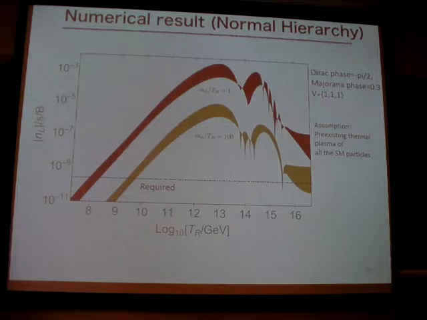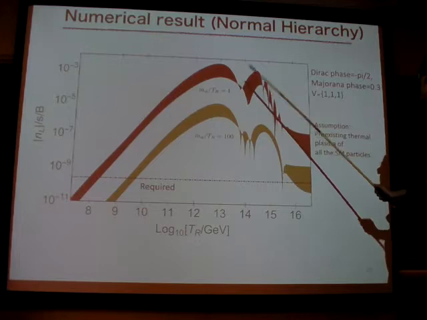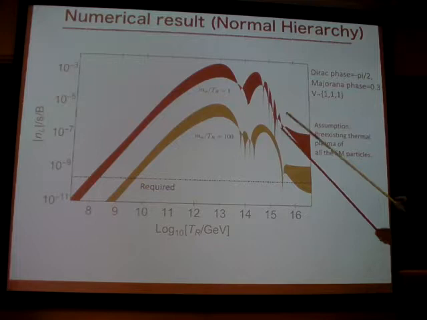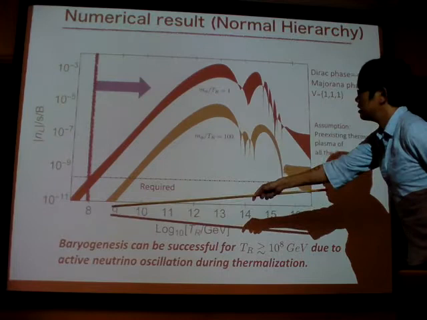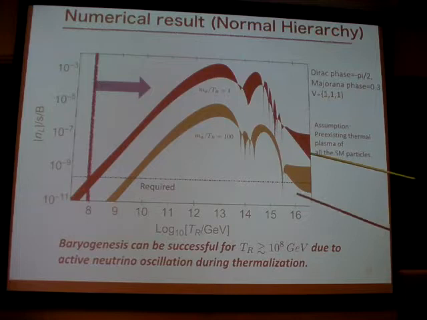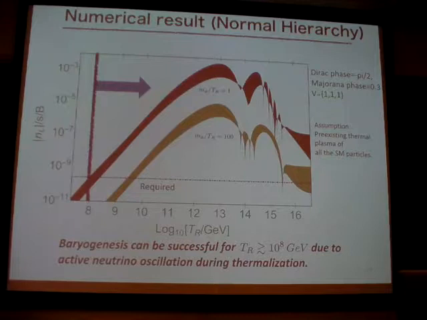The horizontal purple line is the required amount of asymmetry to explain the baryon asymmetry versus the baryon process. The red curve shows the case where the inflaton mass to heating temperature is 1. The orange curve is the case that the mass to heating temperature is 100. So we can find that from here, when the heating temperature is greater than 10^8 GeV, then oscillation works. So baryogenesis can be successful due to the active neutrino oscillation during the thermalization epoch. So we have confirmed our scenario in a numerical way.